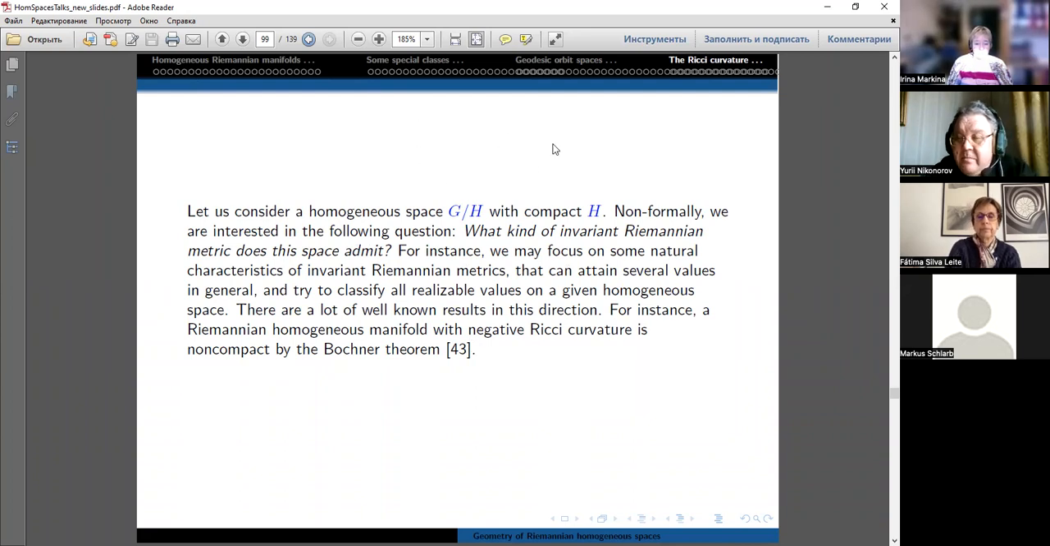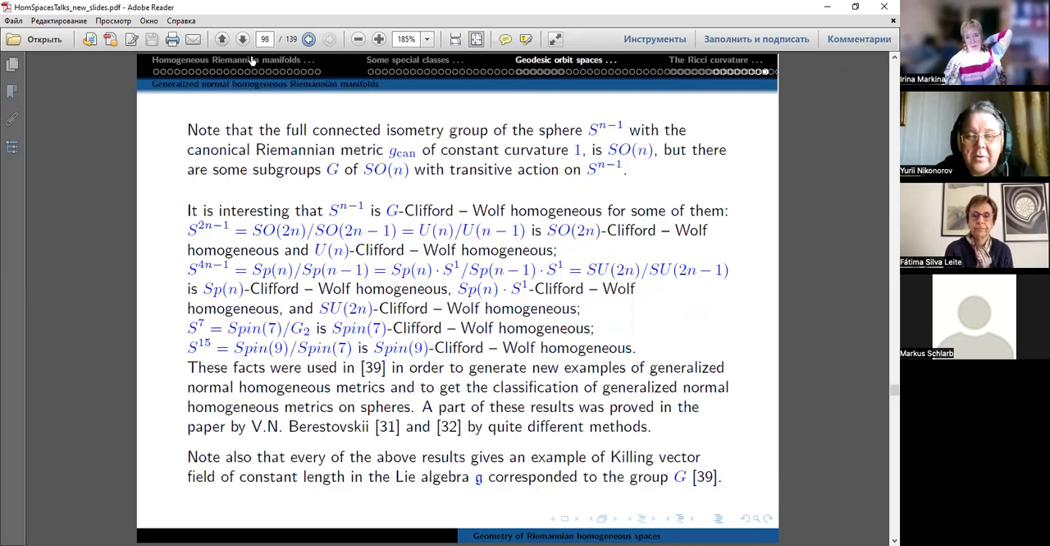This is the topic of our next lecture. The next lecture will be in a week. We will discuss the Ricci curvature, the Ricci operator, its eigenspaces, the signature of the Ricci operator, and so on. But now I want to stop on these results. Okay.